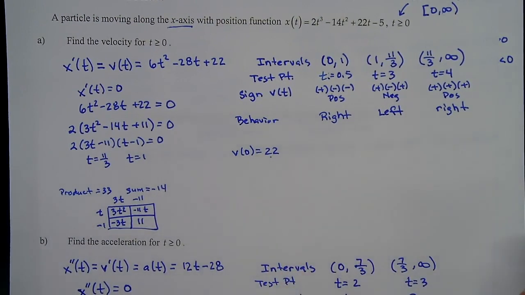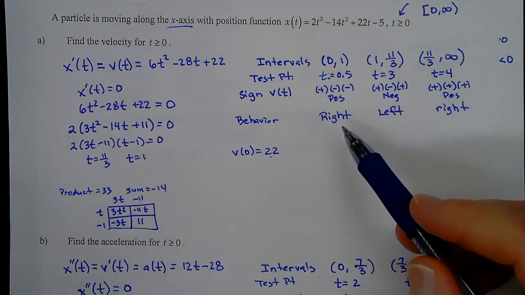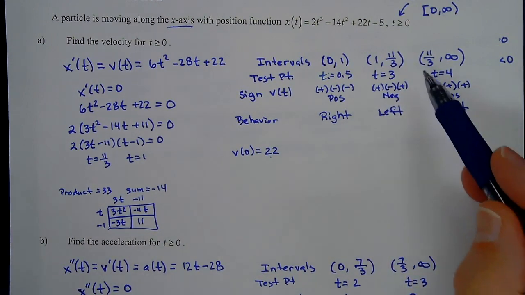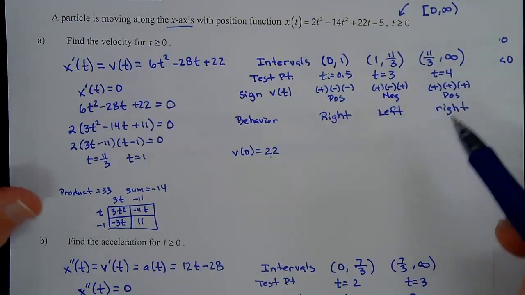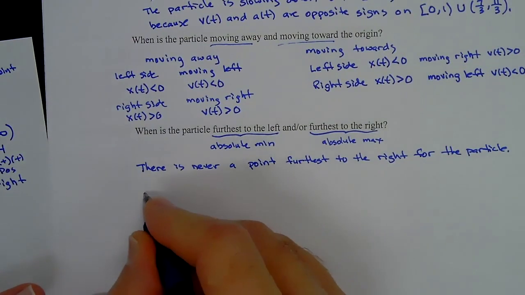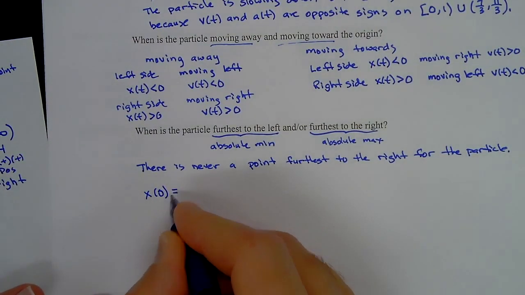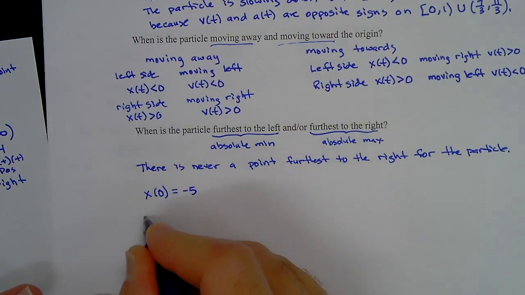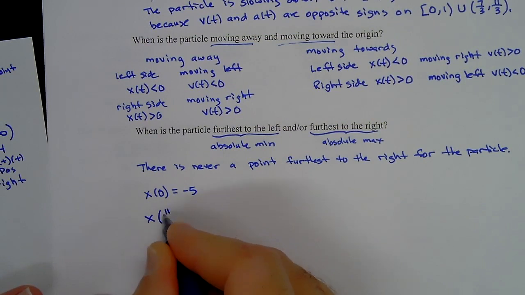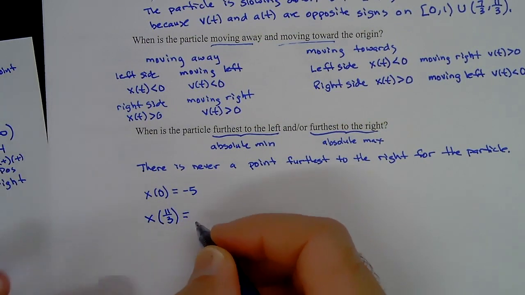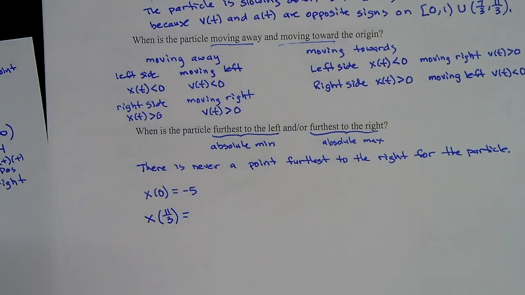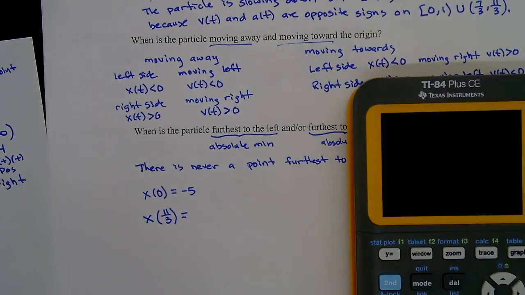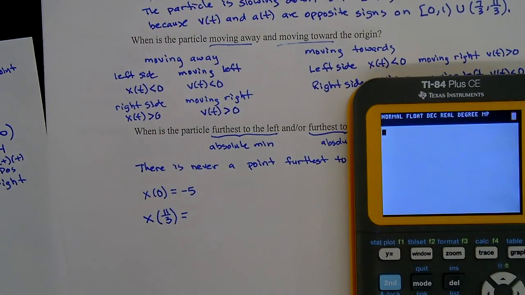So you can't tell just by looking at the sign chart and all that to determine where it is furthest to the left. You have to check the endpoint, and you have to check this critical value after you've moved to the left, which is at 11/3. So we need to find x of 0, and we already found that in the original problem. That's -5. And then we also need to find x at 11/3, because that's a critical value. You could do all the critical values. That wouldn't be wrong. You just don't need to.